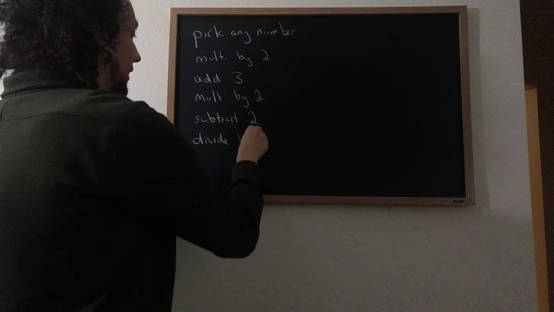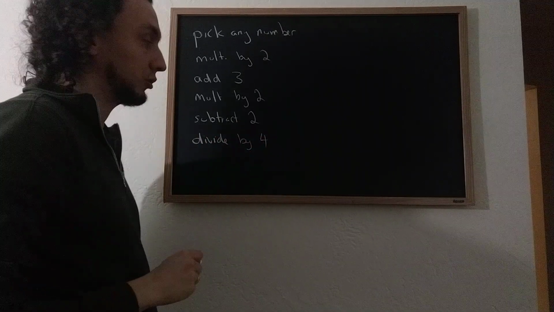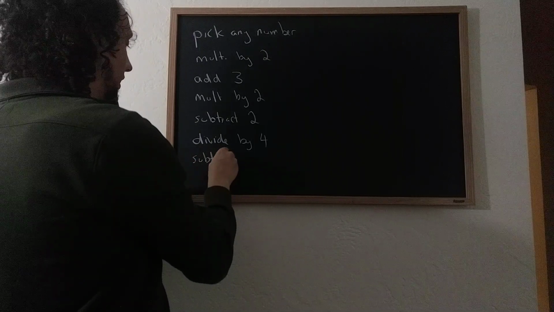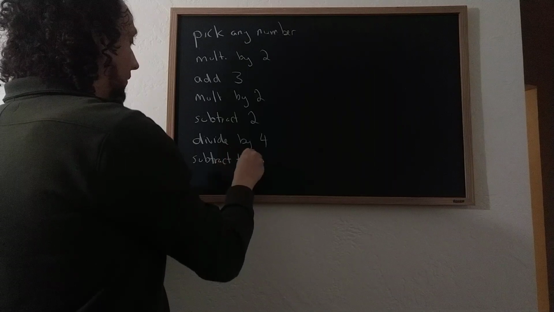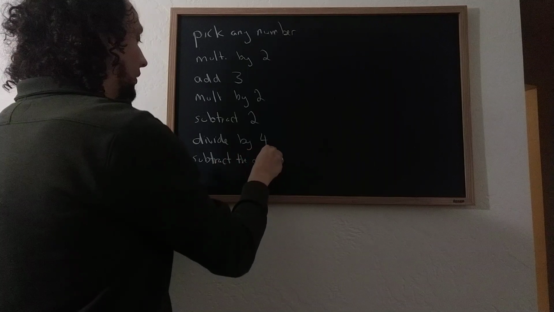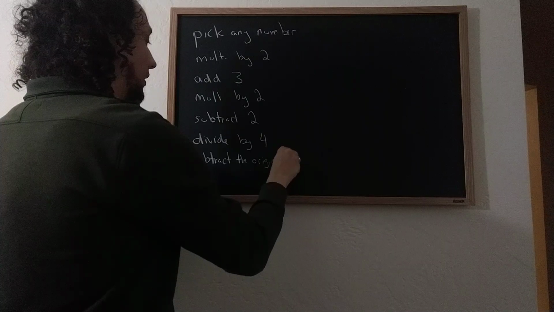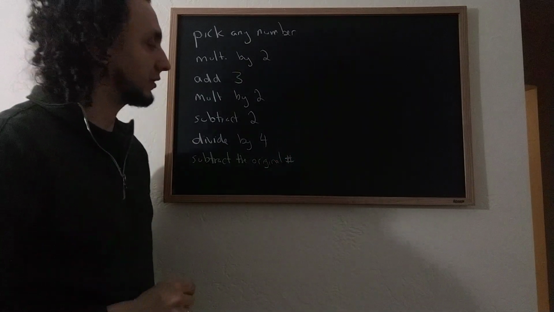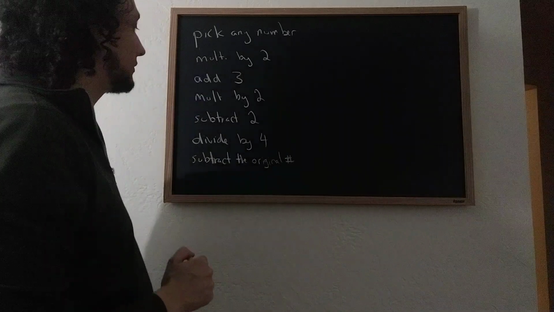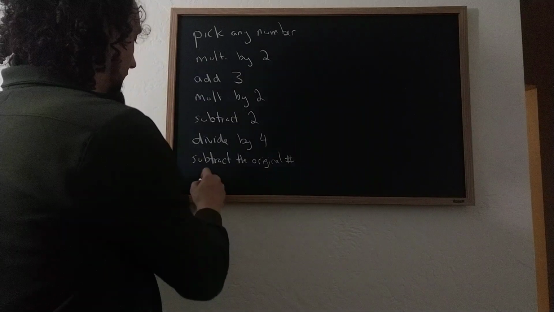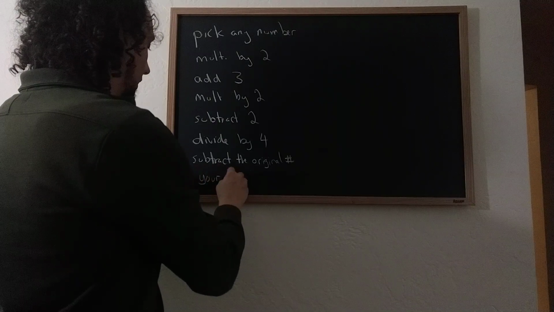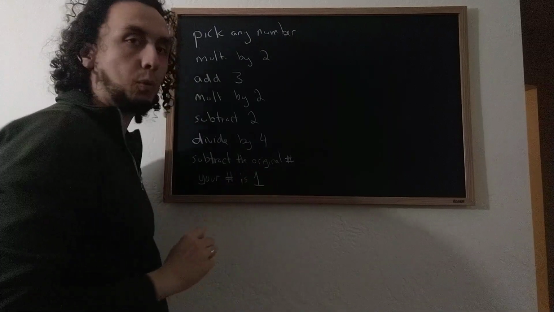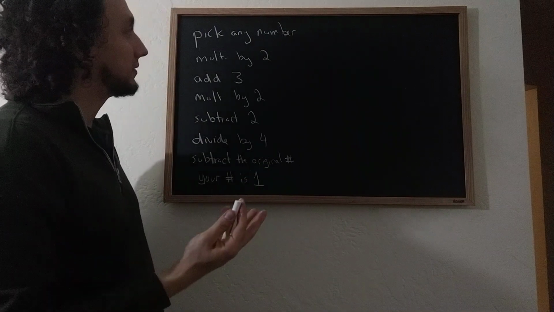divide by 4, we're almost done, and now I want you to subtract from whatever number you have the original number that you picked. So whatever you have here, subtract the original number that you picked from it. Now your number is 1. How did I know that?